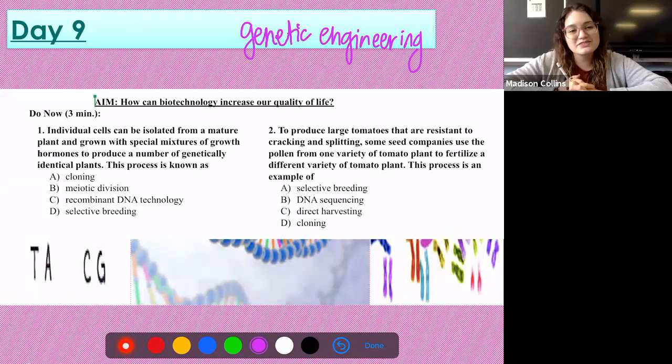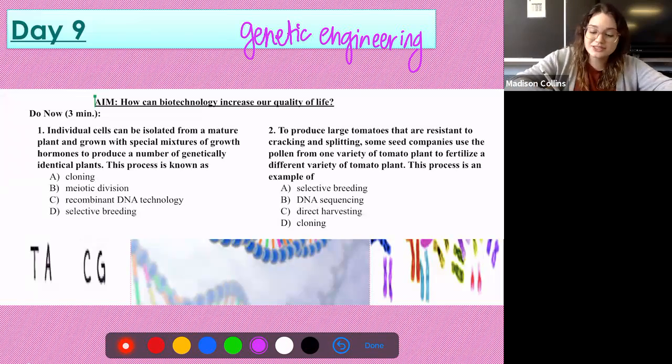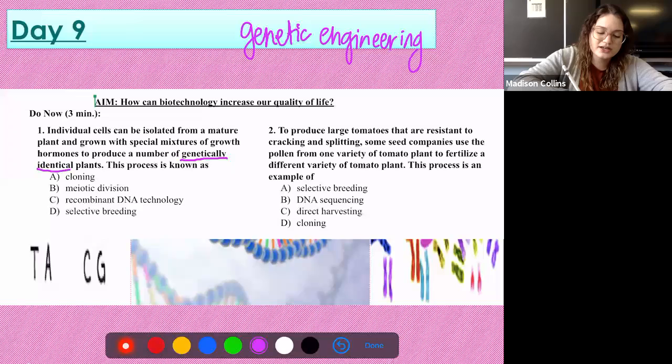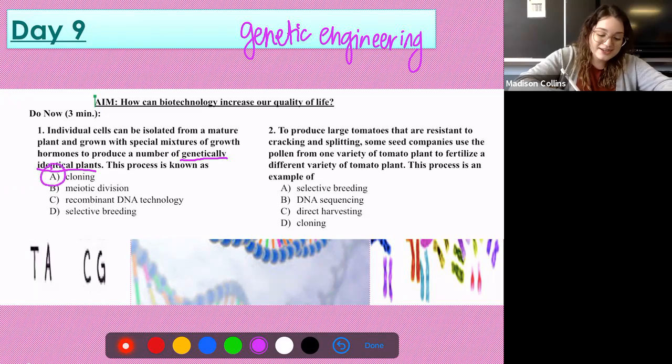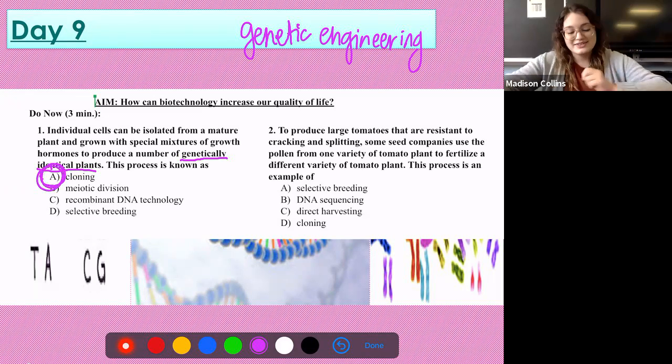Number 1, individual cells can be isolated from a mature plant and grown with special mixtures of growth hormones to produce a number of genetically identical plants. This process is known as what? Well, I can think of a process that would produce genetically identical copies, right? That process is known as cloning.